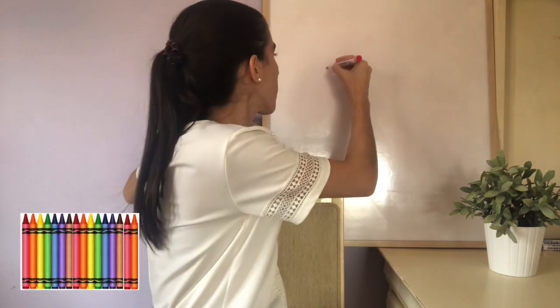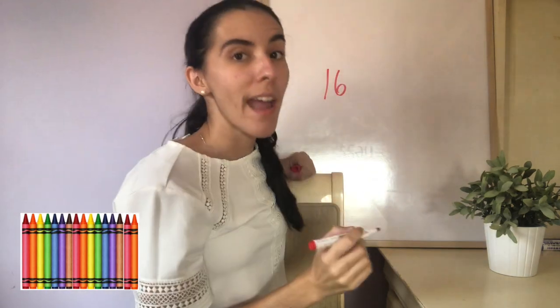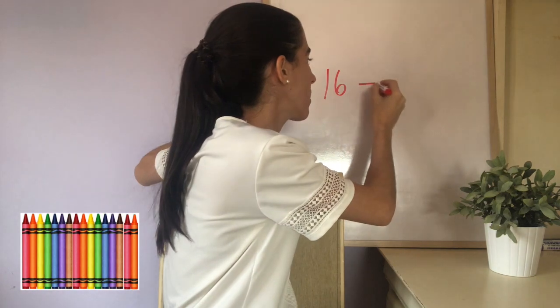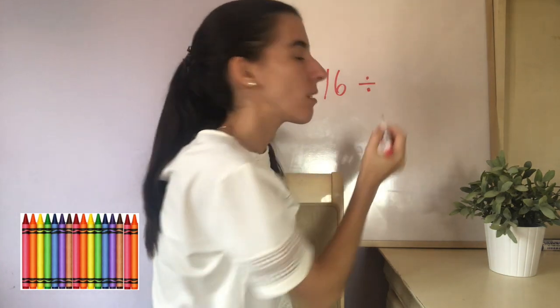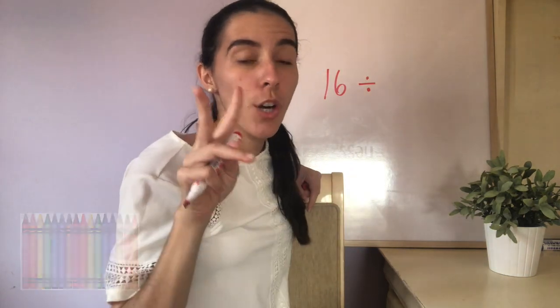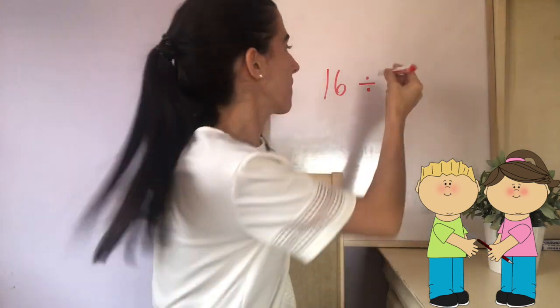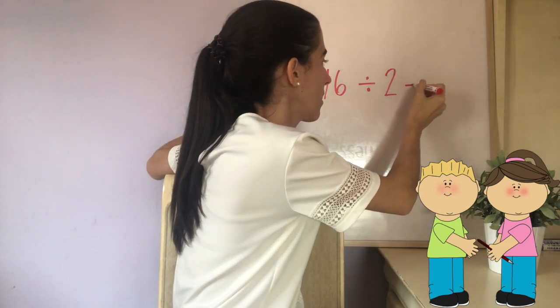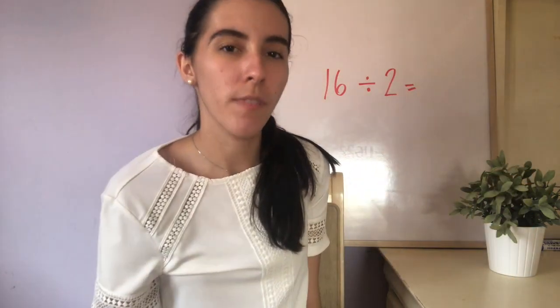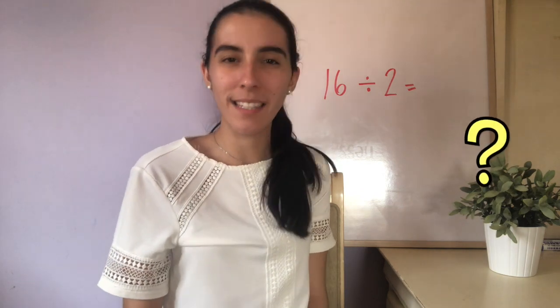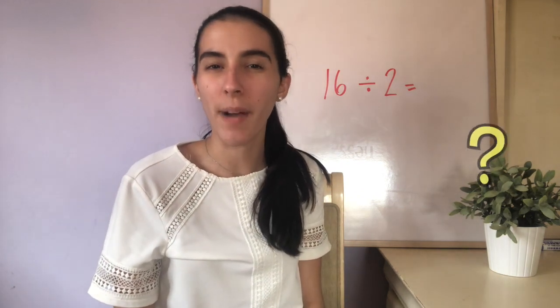So this is what the problem would look like. We said we've got 16 crayons, and I know we are dividing, so I am going to draw my division sign. And we said that there are two friends. So we are trying to figure out what is 16 divided by 2.